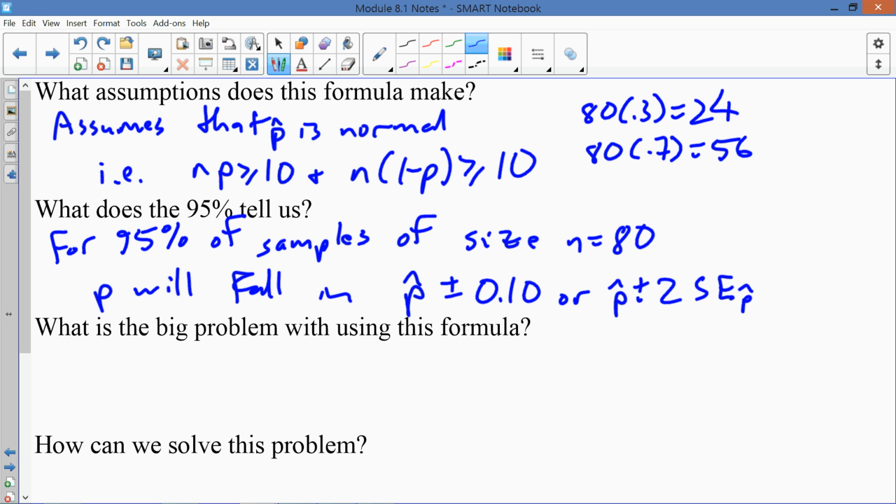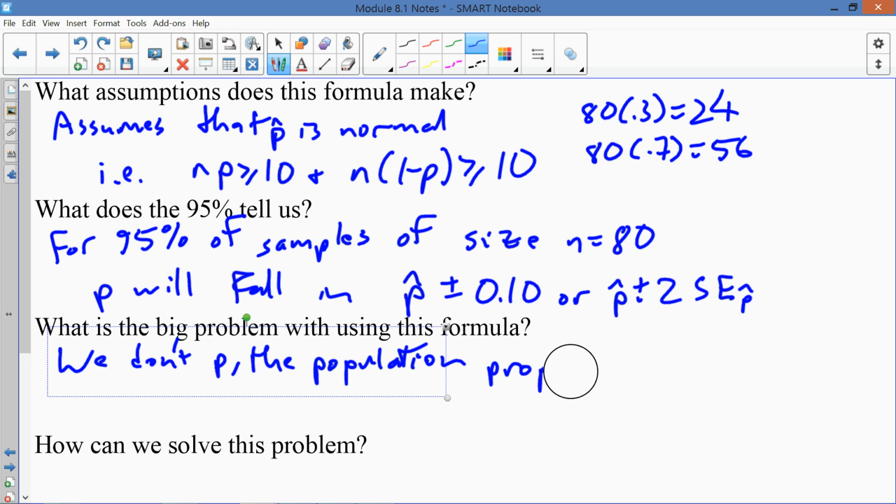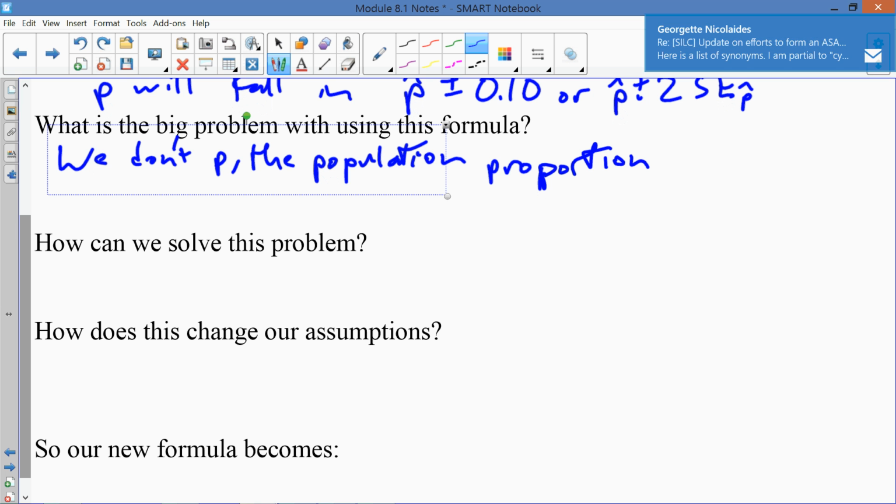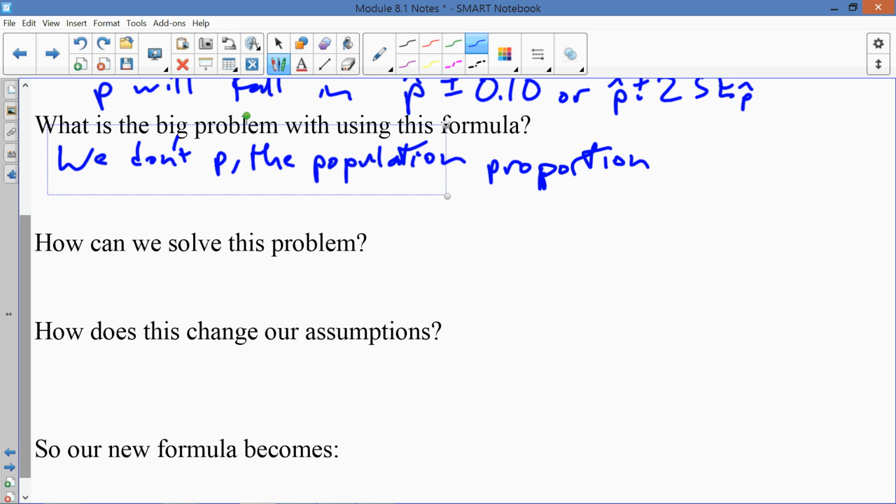Well, the main thing is we don't know p, the population proportion. And the whole point of doing a confidence interval is to tell us where we think p is. So we generally don't do it if we know what p is. Now, in this particular example, I hypothesized that p was 0.30, but usually we don't know that. How can we solve this problem? Well, what we're going to do is substitute p hat for p in the formula.